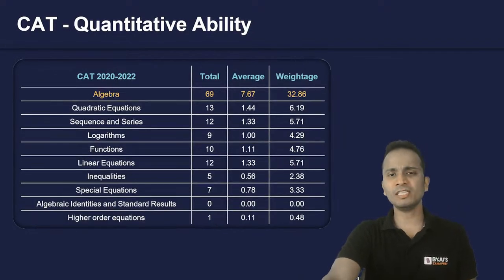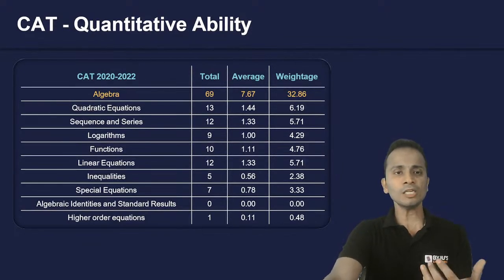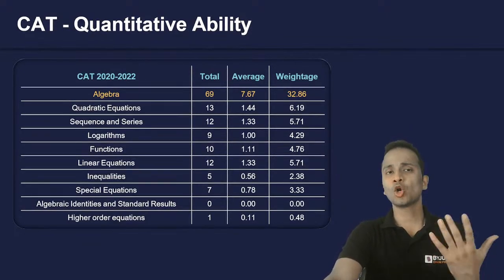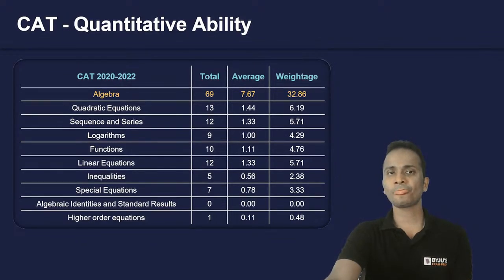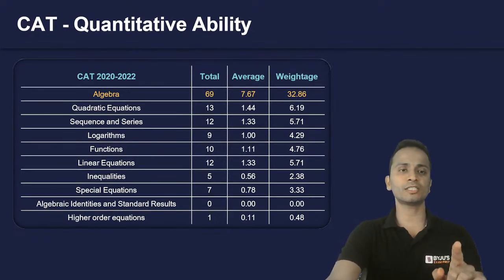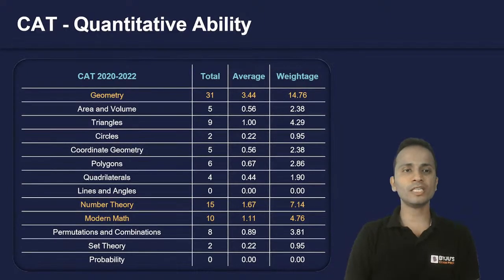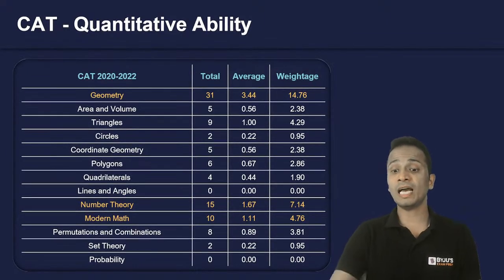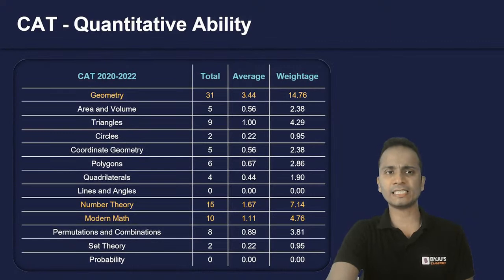Same thing, I've done the segregation for the topics of algebra, in which you will find that quadratic equations, sequence and series, logarithms, and linear equations are the four top important areas from algebra. Likewise, for geometry, number theory, and modern maths, I've done the entire segregation.